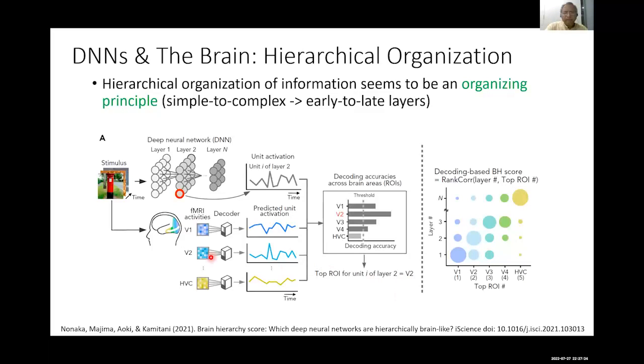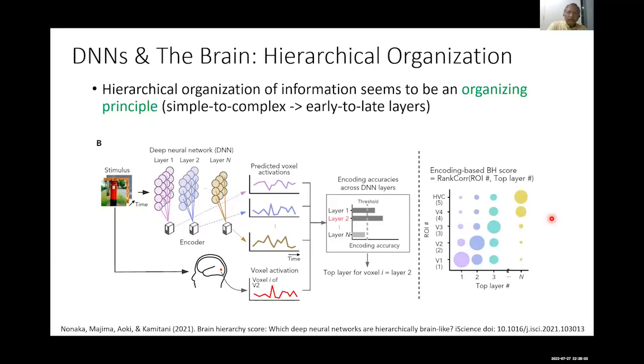Here, for example, this unit in the second layer of the DNN, which of the ROIs, early visual or late visual, gives the highest correlation? In this case, this unit better predicts its region, and that top ROI is V2, visual area 2. Like that, you do that for all the visual hierarchy, for all the layers, and you get some sort of distribution of these correlation scores or hierarchy scores.